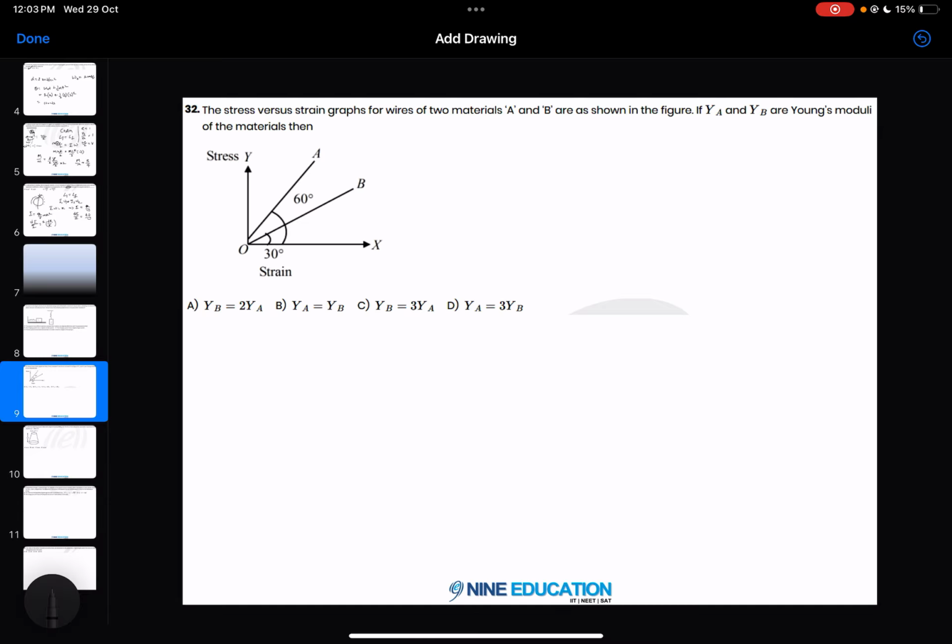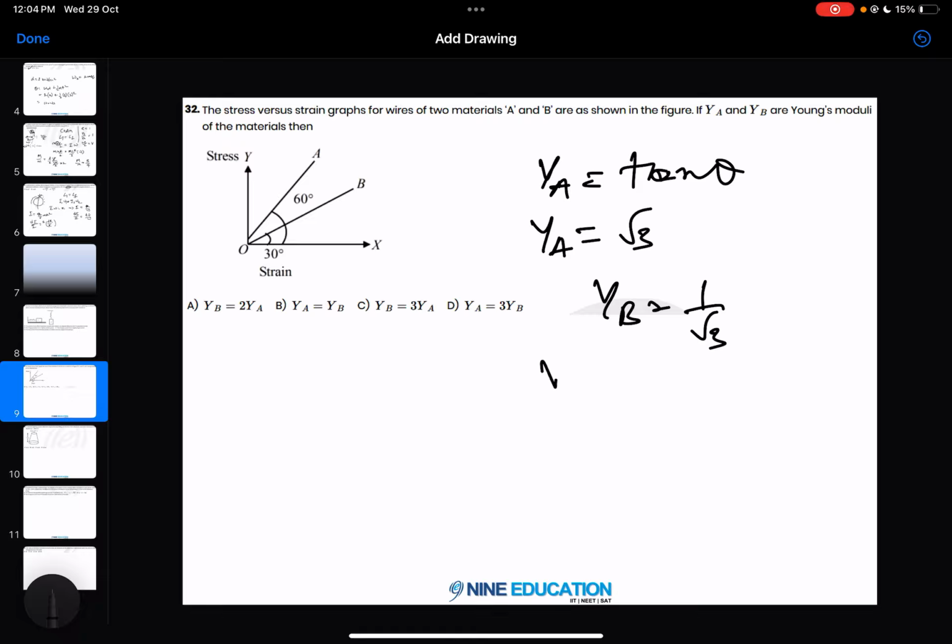Now we need Young's modulus. So this is a stress strain curve. The slope of this line is nothing but Young's modulus. So Young's modulus is tan theta. So YA is tan 60, which is root 3. YB will be tan 30, which will be 1 by root 3, which makes YA is 3YB. Option D.